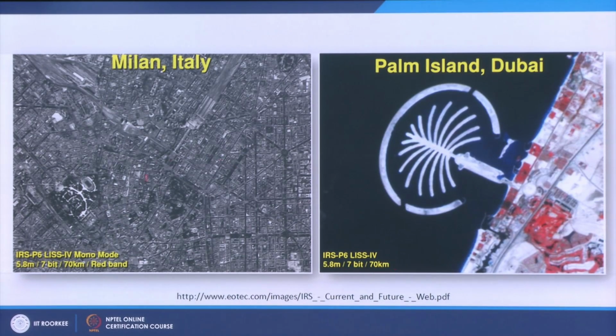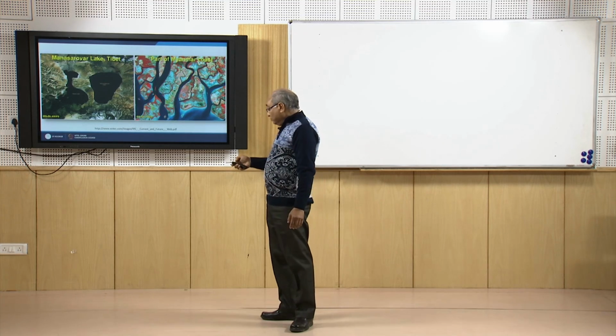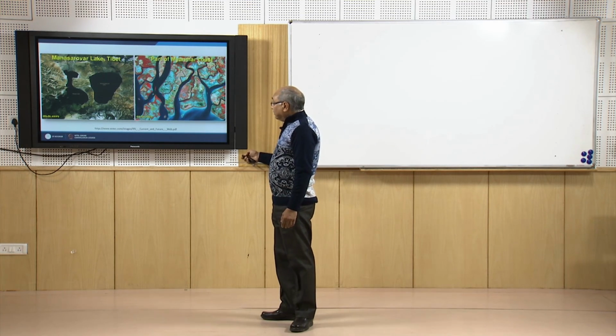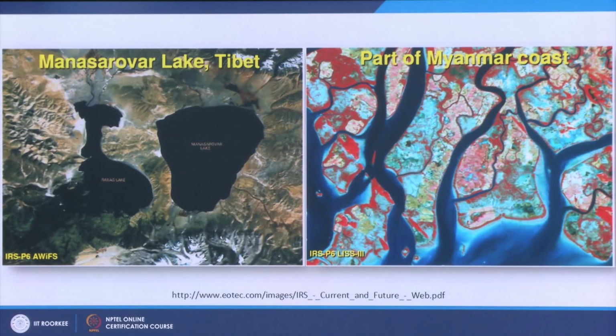So you can see the clarity in this image, because this is the merged image of Palm Island of Dubai, which is a completely man-made structure in the sea. Also, as spectral resolution improves and if the swath is much wider, you can cover large areas. One example of Mansarovar Lake is given here, and also part of the Myanmar coast. This is AVHRR data, and this is LISS-3.